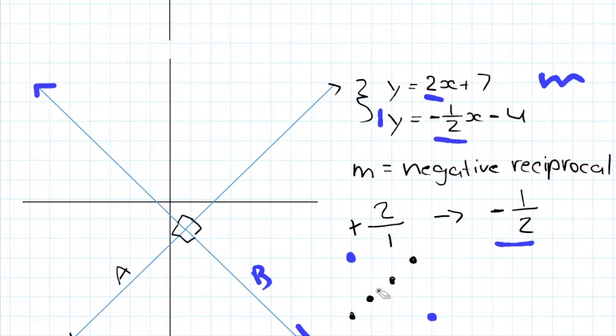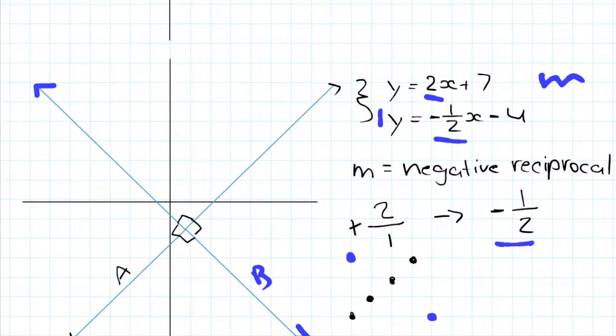Now some of you may be asking, why do you have to flip the reciprocal? Well, you flip the reciprocal because you want it to intersect at a 90-degree angle. Sure, if the fraction was just a negative fraction, the lines would probably intersect, but they wouldn't intersect at a 90-degree angle. So when we flip this fraction for the other line, in this case line B, we're ensuring that it intersects at a 90-degree angle.